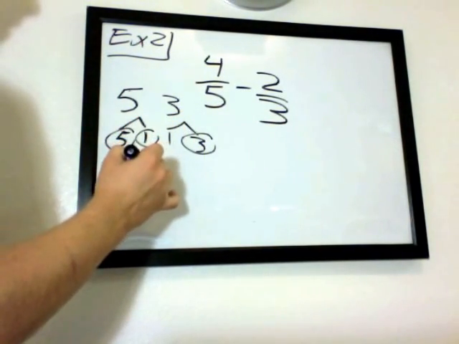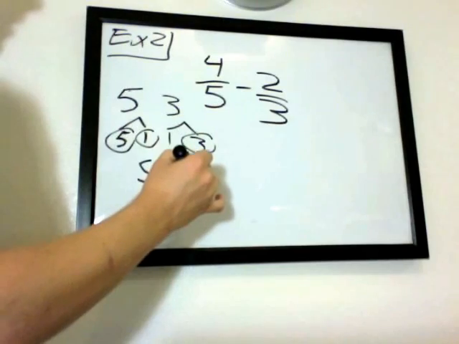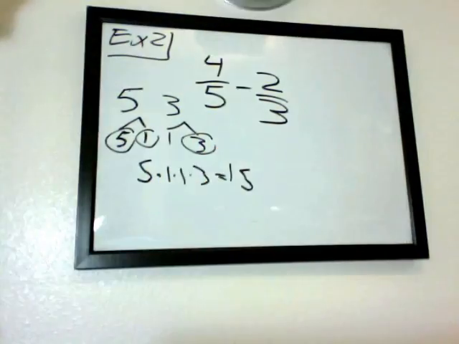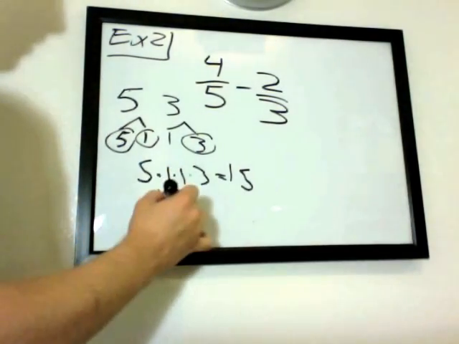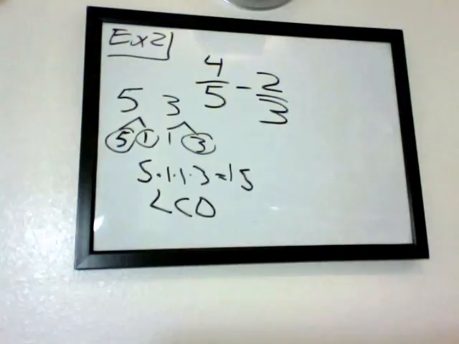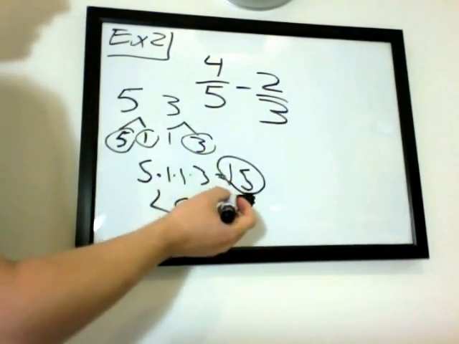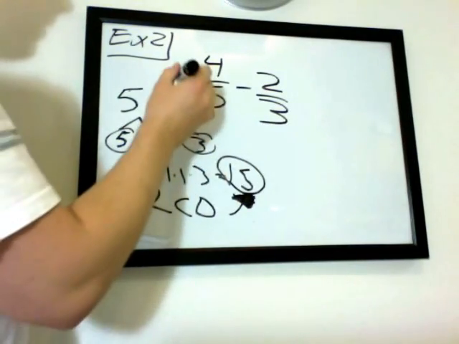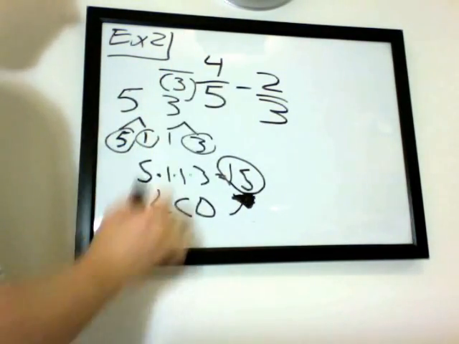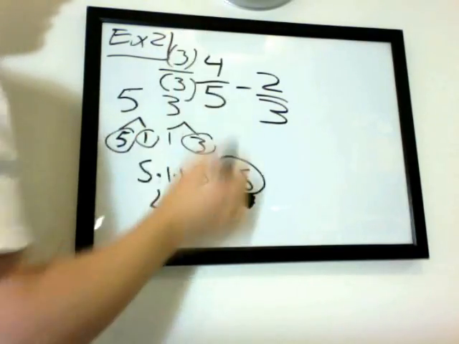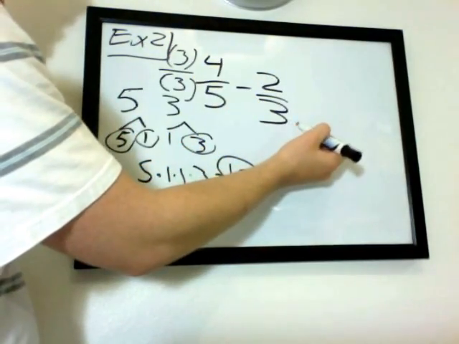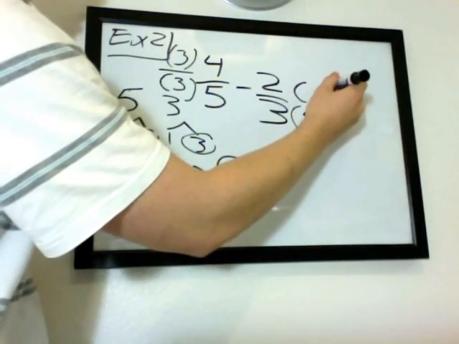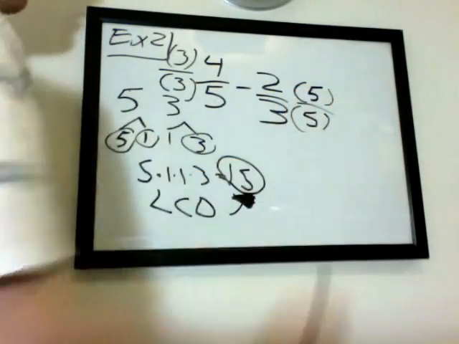So 5 times 1 times 1 times 3 equals 15. So the least common denominator is 15. Alright, since we're trying to reach 15, what do we need to multiply 5 by to get 15? Well, we can just say 3. Since we did that to the bottom one, we have to multiply the top one by 3. And let's try to get 15 on the bottom. Multiply that by 5. And also you need another 5 on top, since you did it on the bottom too.